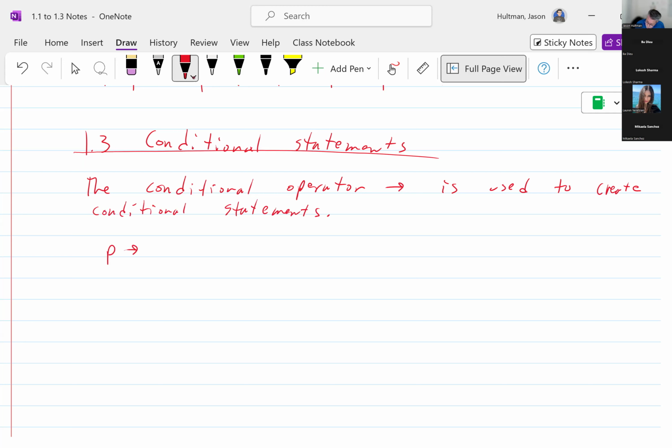The P arrow Q is a conditional statement, read as if P, then Q. Okay, if P, then Q.